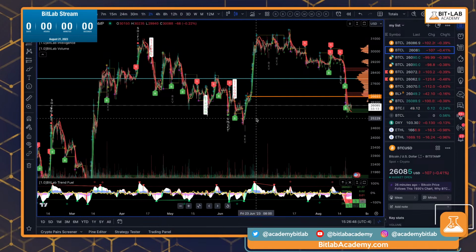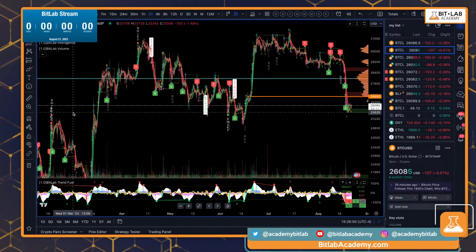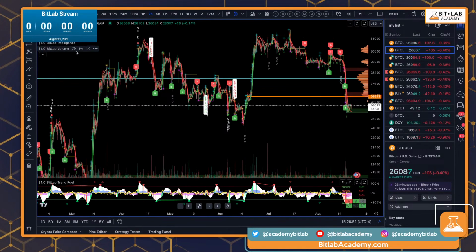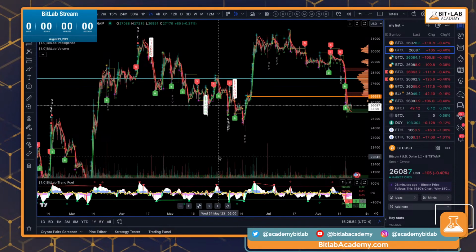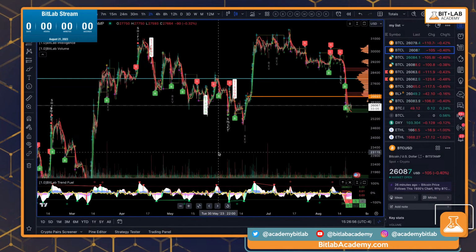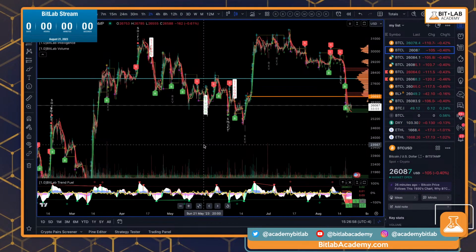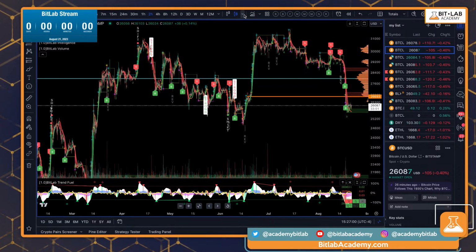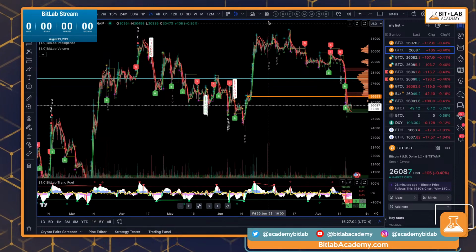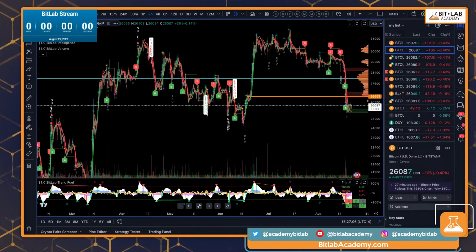So one of the things I want you to identify here is we have the BitLab Intelligence, BitLab Volume, and BitLab Trend Fuel all on the chart. Now let's make it easy for ourselves. Before we move any further, let's come up here to the top, right next to the indicator thing. You see 4 squares right here.